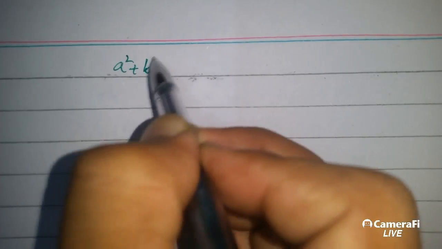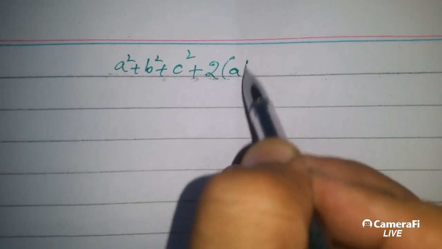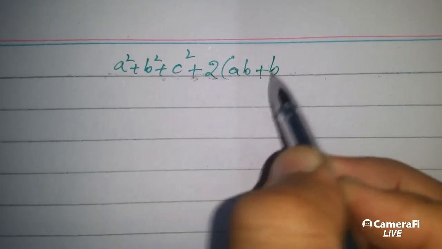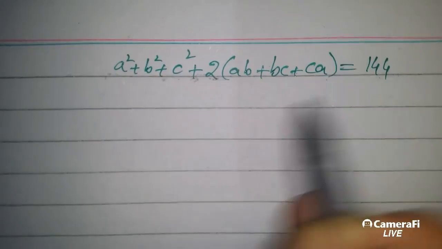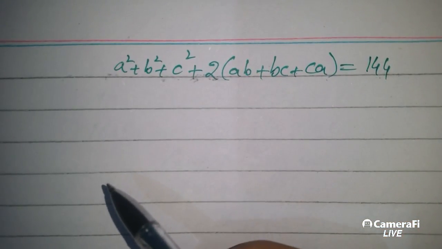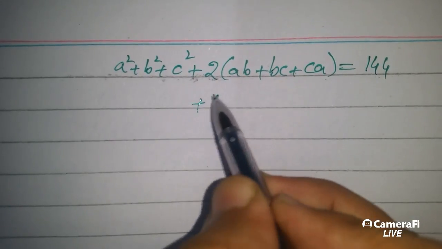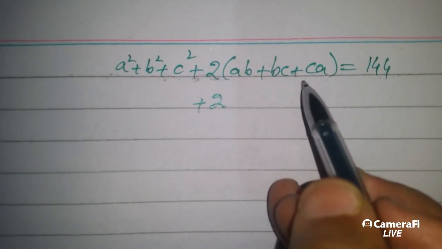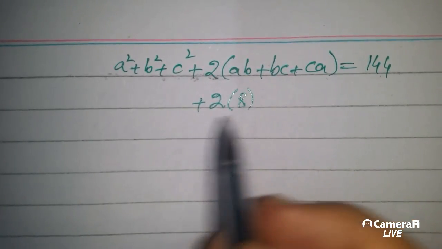A square plus b square plus c square plus 2 times (ab plus bc plus ca) is equal to 144. Just applying the values here, ab plus bc plus ca is given as 8 in the question.